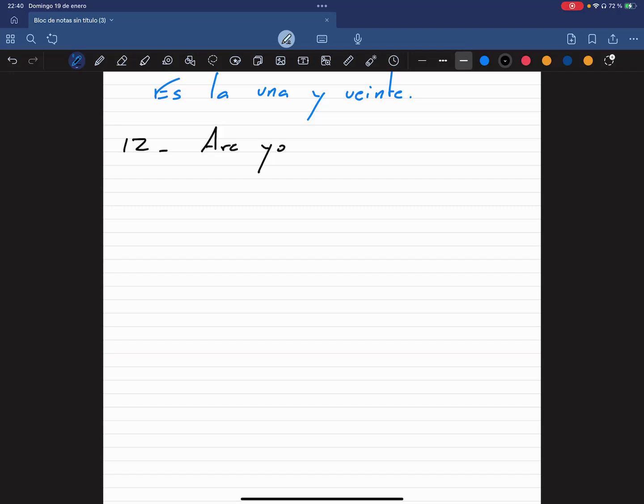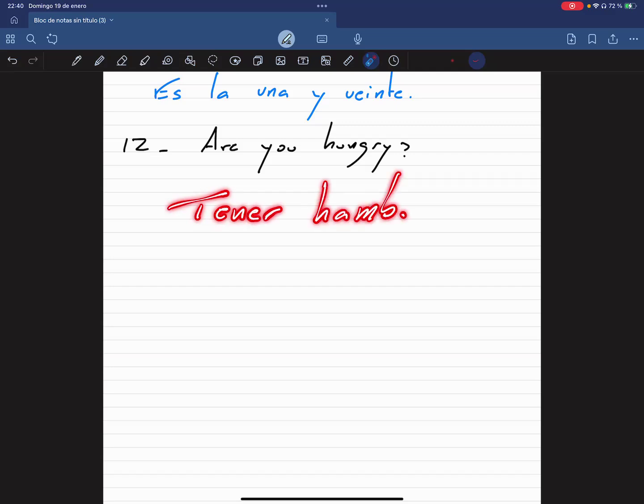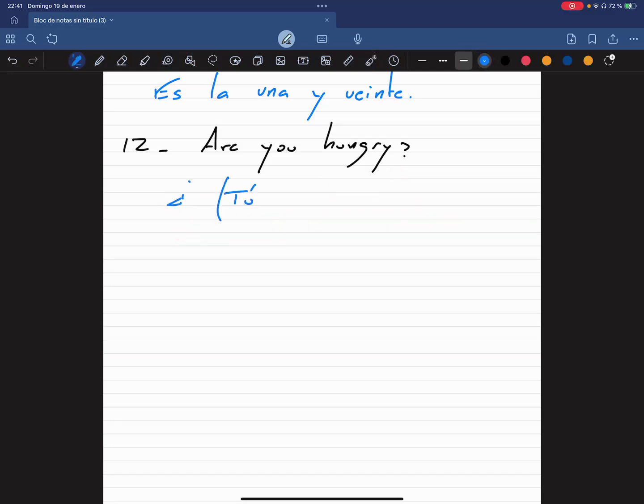For example, let me give you some of those expressions that we use with the verb have. Are you hungry? Remember, we don't say to be hungry, we say to have hunger. And the expression in Spanish is tener hambre. And you need to conjugate tener. So we would ask tú, you can say that or not, it's up to you. ¿Tú tienes hambre? ¿Tú tienes hambre?